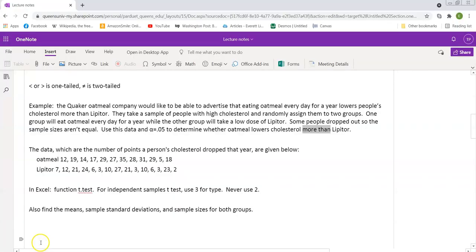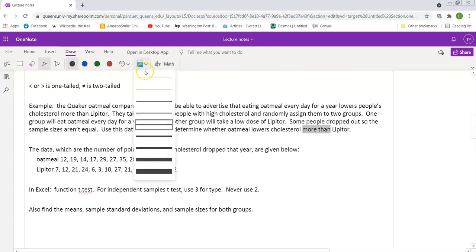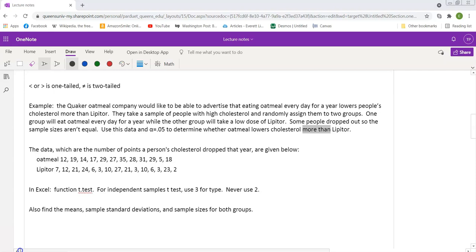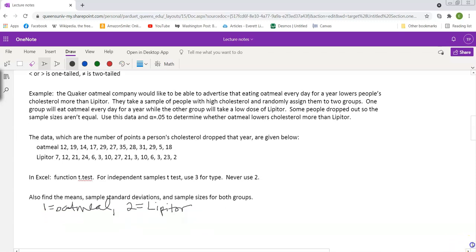So let's go ahead and go over here, and we need to set up our hypotheses. So here we've got H0, and we need to specify, before we even write H0, we need to say group 1 equals oatmeal, and group 2 is the people who took Lipitor. So now we're ready to set up our hypotheses.